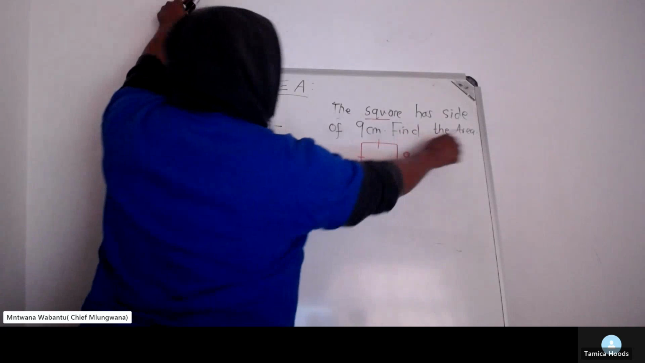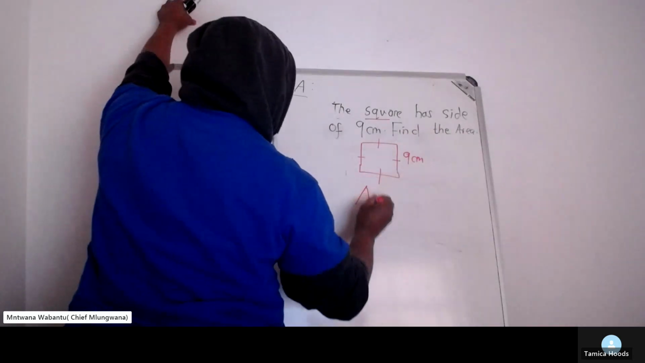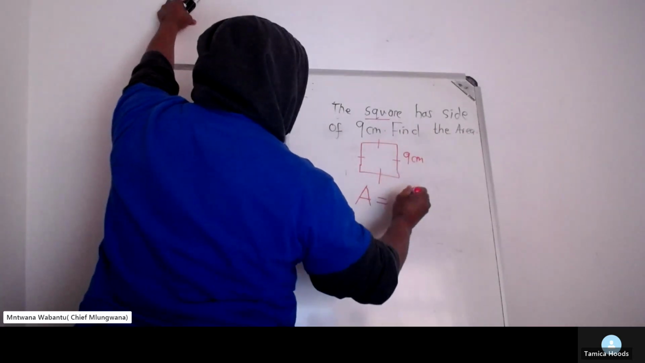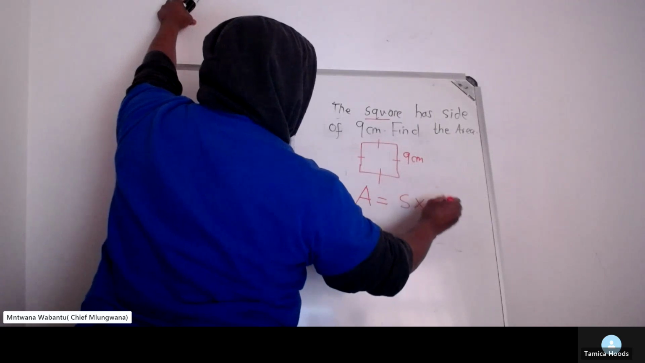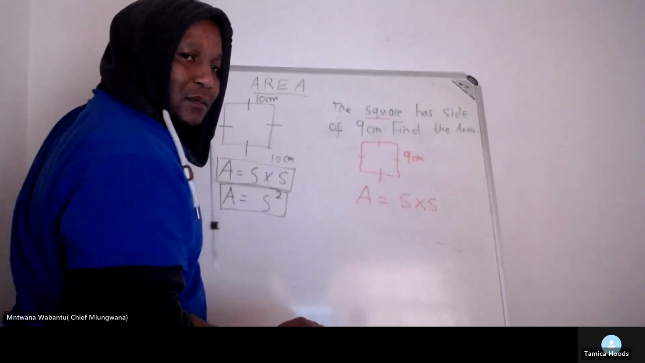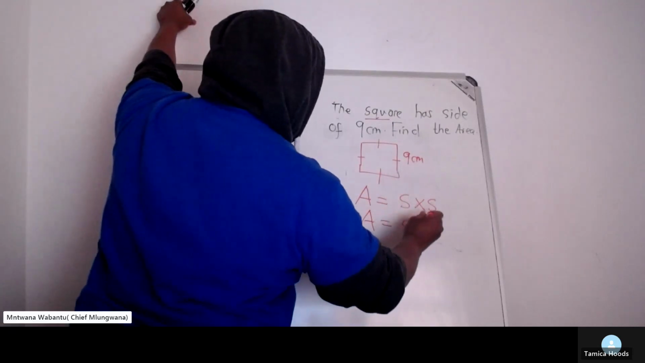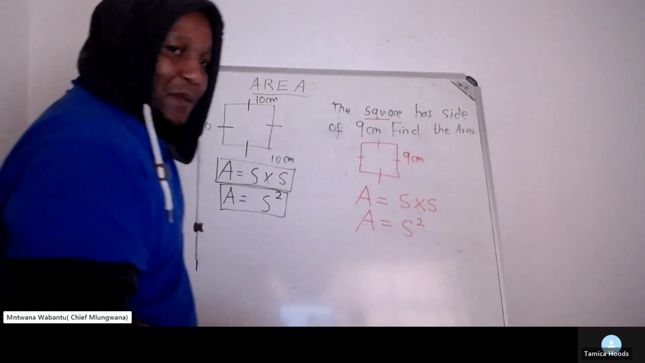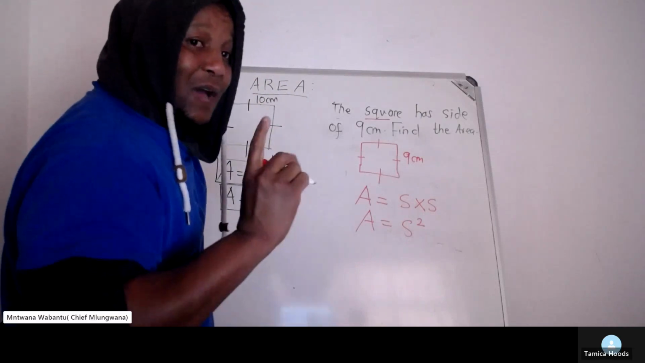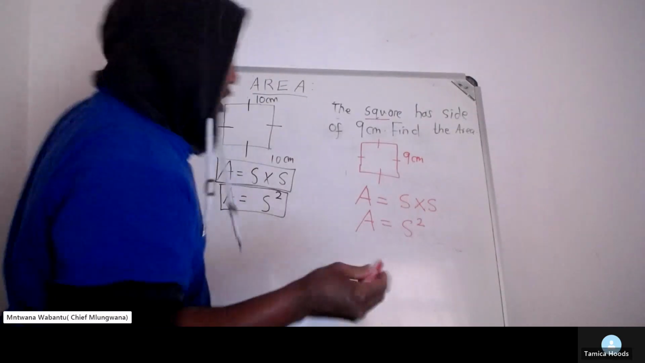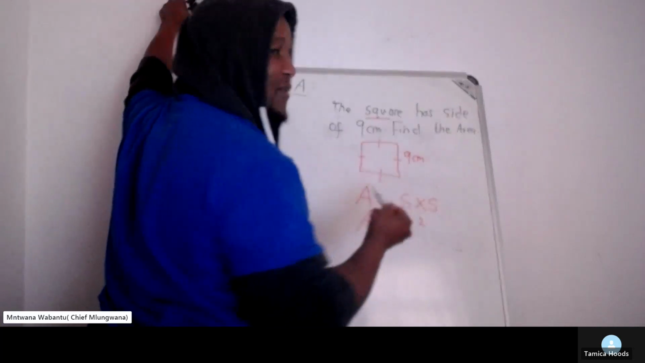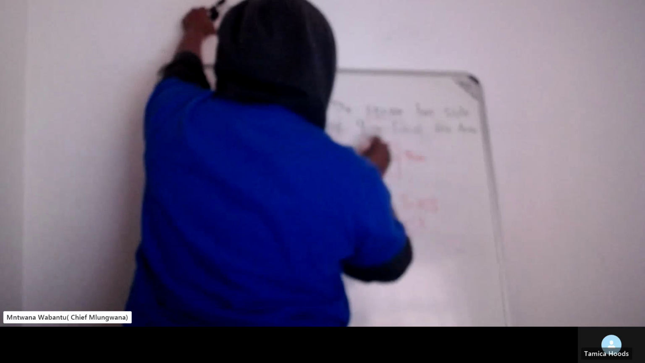So since they say find the area of a square, I'm going to say area of a square equal to side times side. Or I can simply say area equal to what? To side square. Are you with me? Yes, I'm with you. And then now this is how you do it. After you write your formula, you come here, you say, what did they give to me?